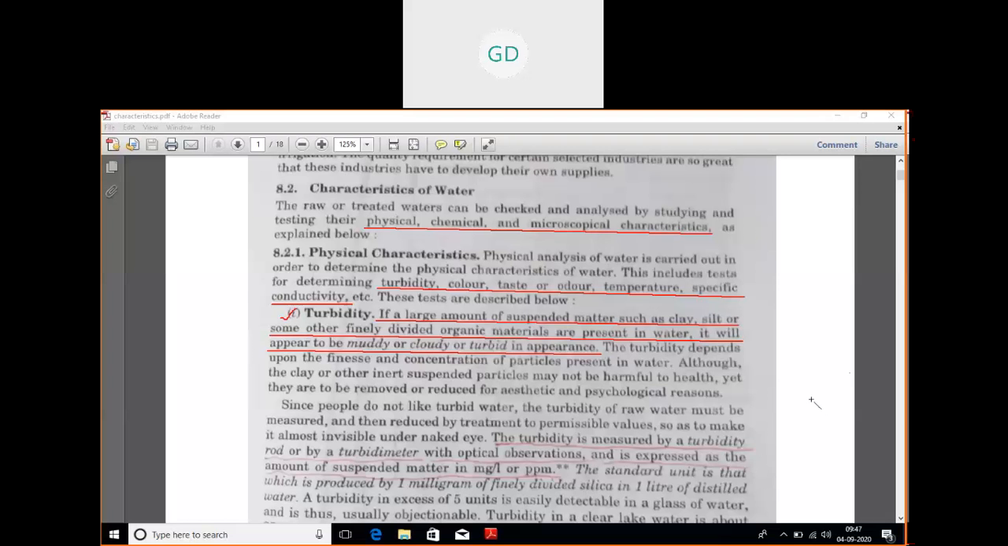Let's see the lines which I am marking in red. You write these lines in your copy. These important lines you need to write down, I will just mark them.